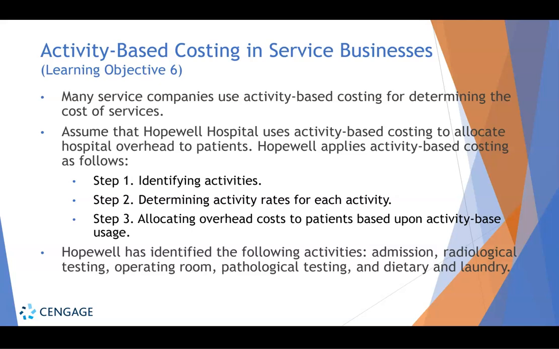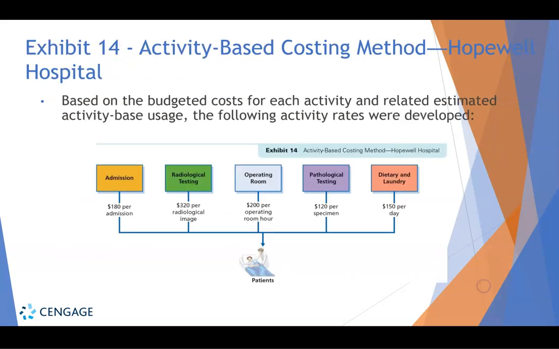Many service companies use activity-based costing. Hopewell Hospital uses activity-based costing to allocate hospital overhead to patients. Hopewell applies activity-based costing by identifying activities, determining the activity rates, and then allocating overhead costs to patients based on these activity rates. Hopewell identified the following activities.